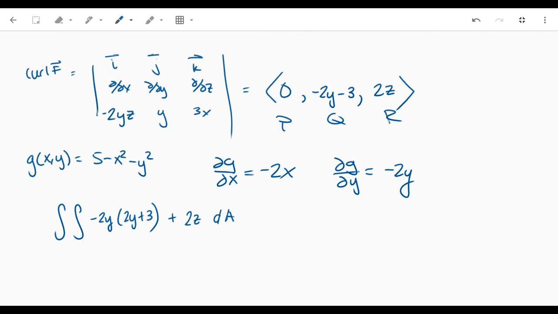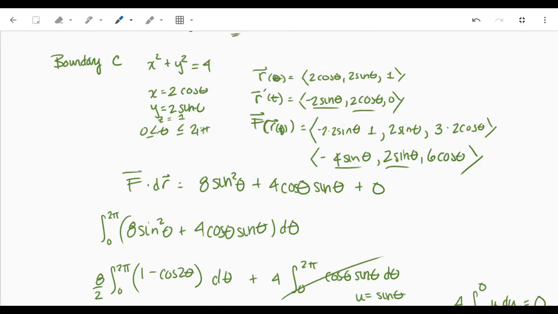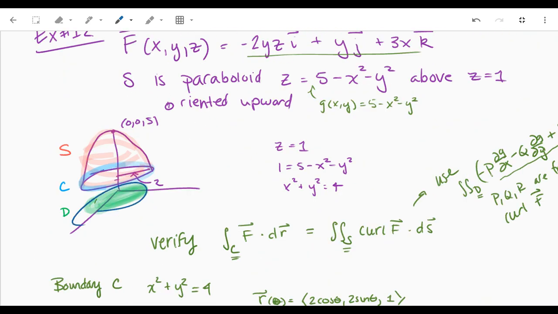So then we'd have negative 4y squared minus 6y plus 2z dA. And remember, we're doing this over, oops, not S, over D. So if we go back and take a look, way back up here, D is a circle. It's that circle x squared plus y squared equals 4. That's again that region projected on the xy plane. So it's going to make it so much easier for us if we switch to polar.